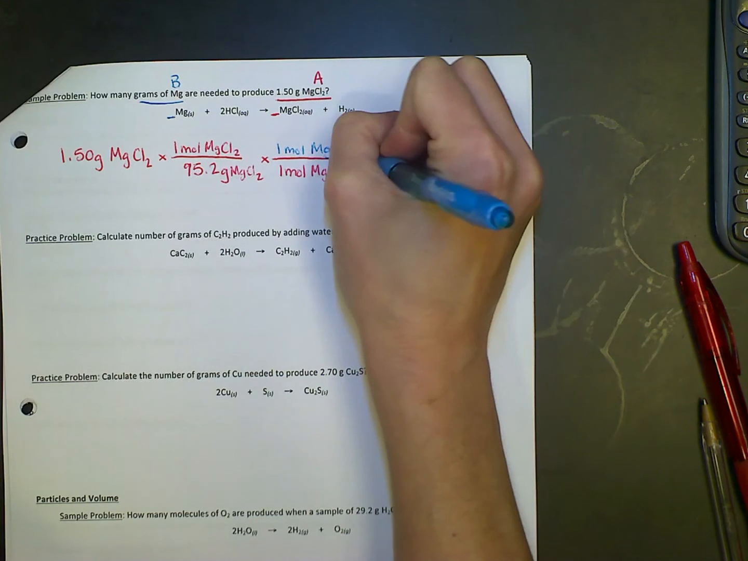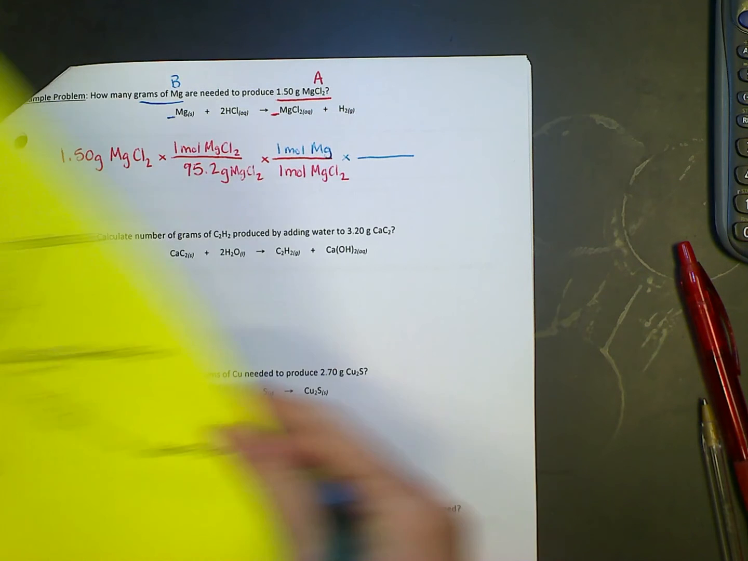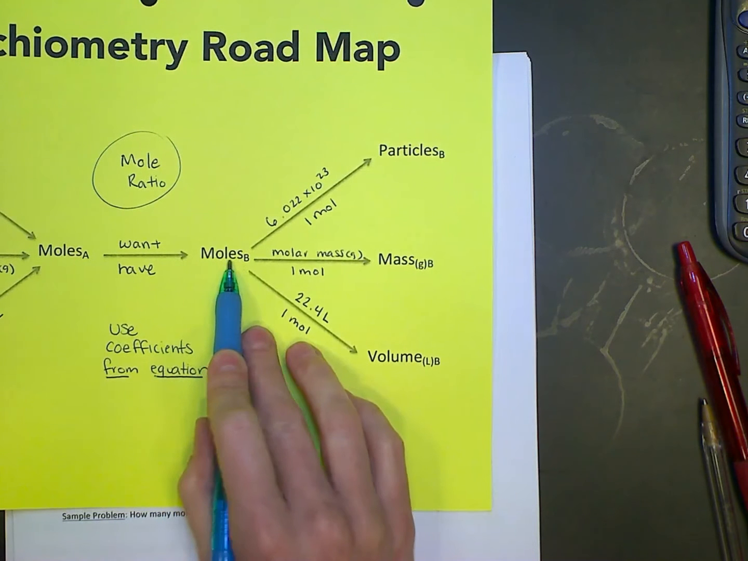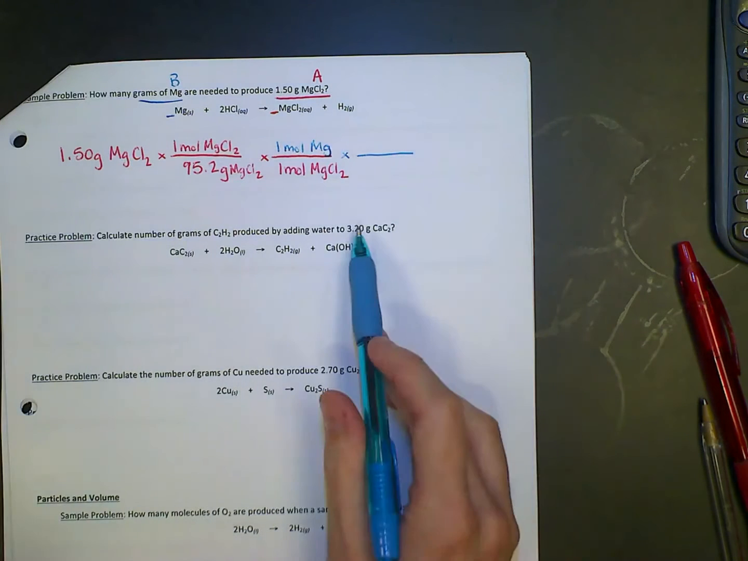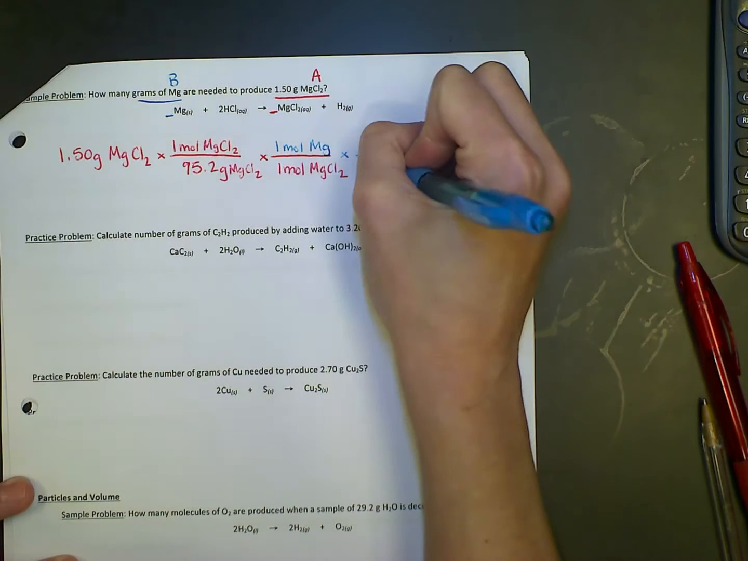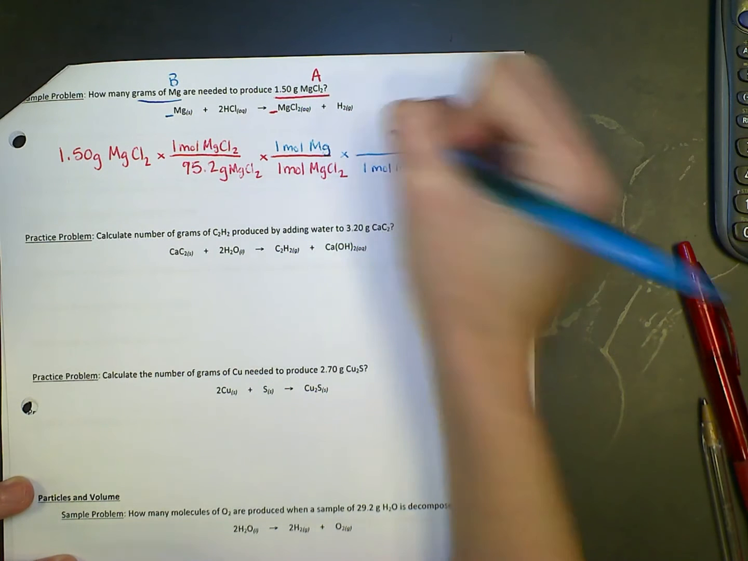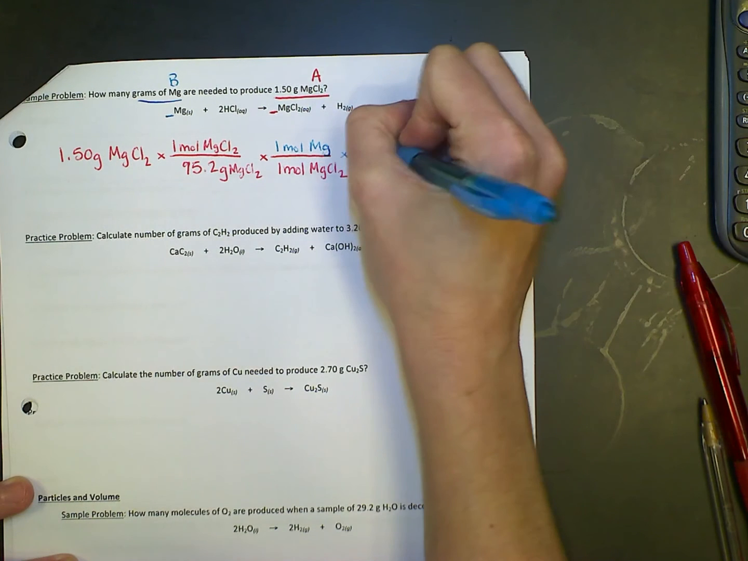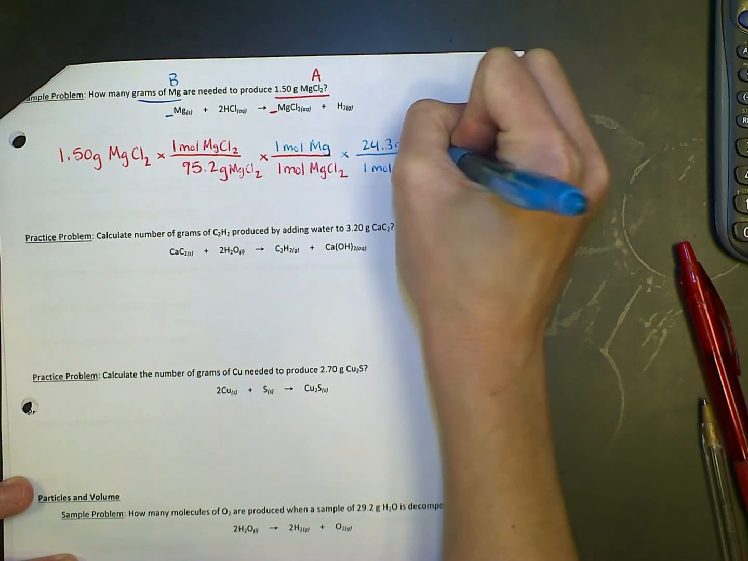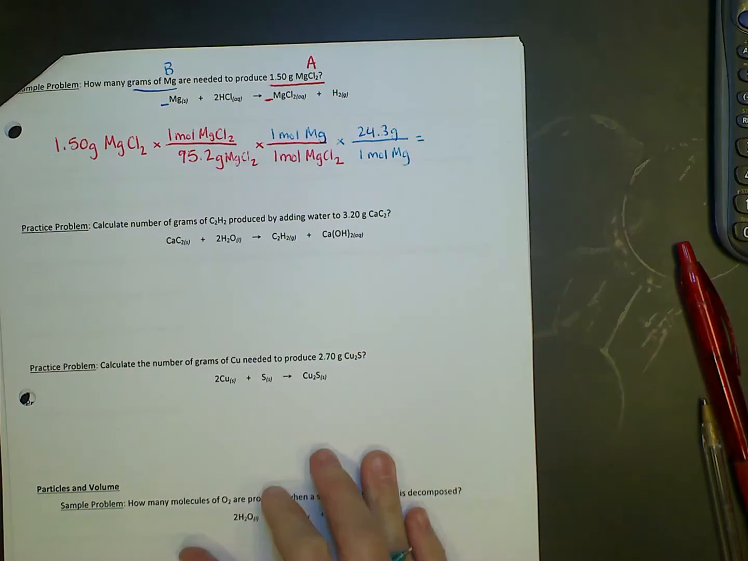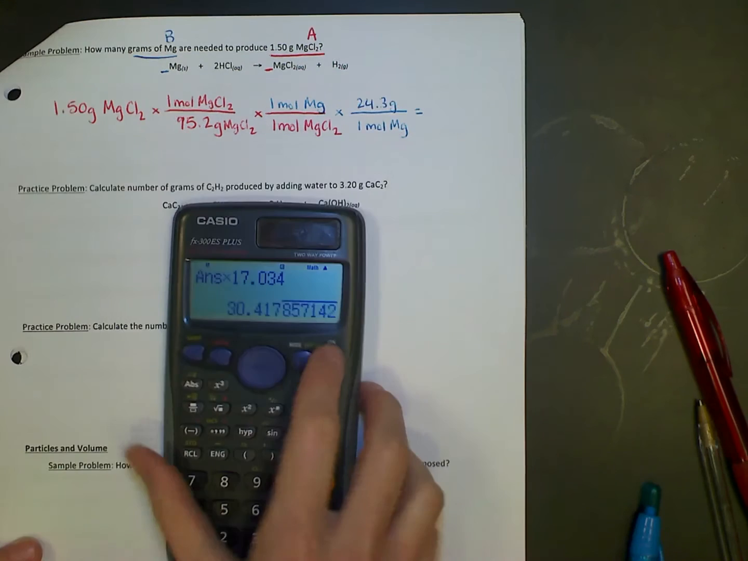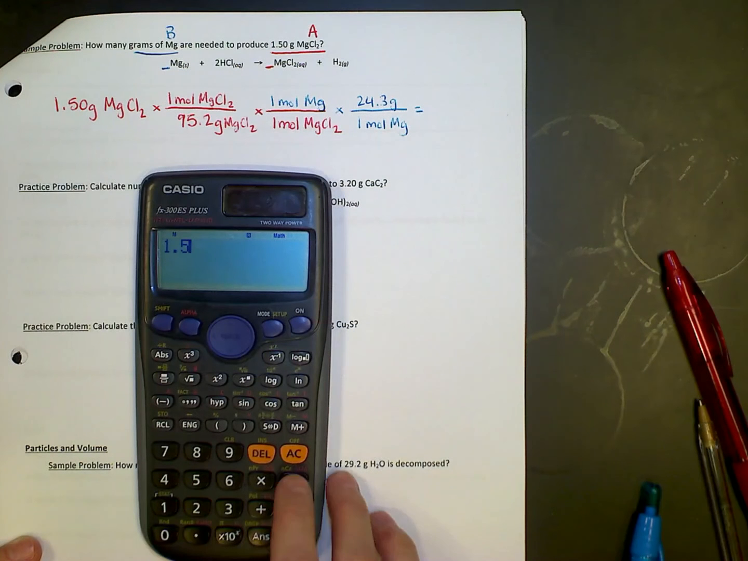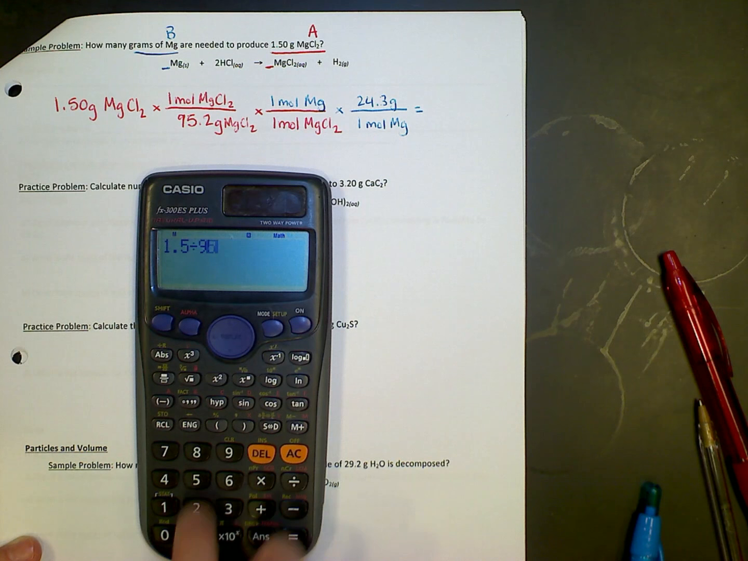And then to our last conversion, take a look back at your roadmap. Now we're in moles, and our last conversion is molar mass over 1 mole of B. In this case, our B is magnesium. So we're going to have 1 mole of Mg, and the molar mass of magnesium is 24.3 grams. Doing all of this math out in your calculator, you go 1.5 divided by 95.2, get that answer and leave it in your calculator.